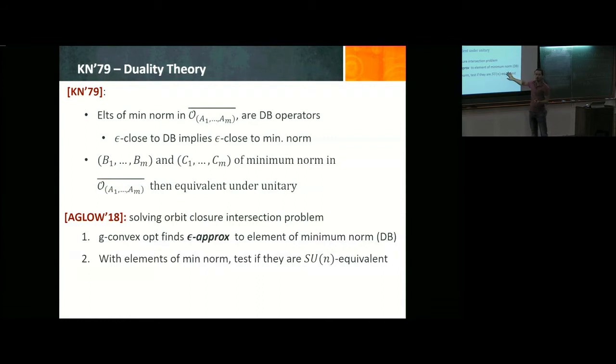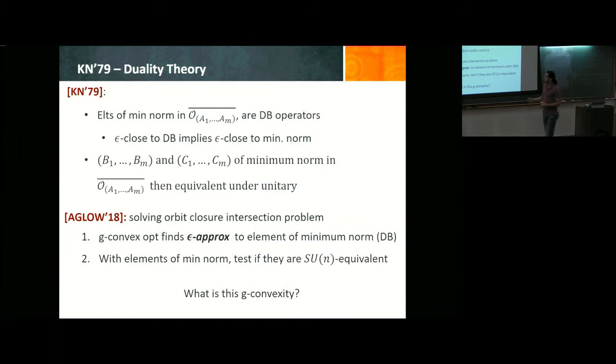Okay, so this is a completely different algorithm, but this is the second part, right? You find two elements of minimum norm, one of each orbit, and now your problem is to test if they're equivalent under unitaries. Because if they are, your orbits are the same. If they're not, the orbits must be different. Does that make sense? So I'm not going to focus on this. Let's just focus on how to get the element of minimum norm really fast, which is a speed up on our null cone algorithm.